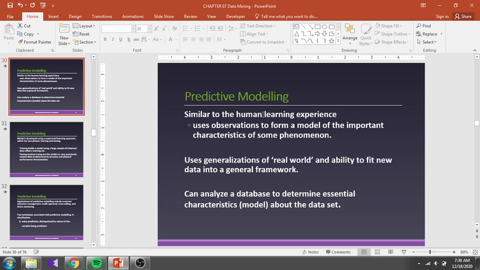Alright, go to this one. Predictive modeling is similar to the human learning experience: it uses observation to form a model of the important characteristics of some phenomenon. So this is kind of like a model, actually. It uses a generalization of the real world and the ability to fit new data into general frameworks. So you can analyze a database to determine essential characteristics about the data set.